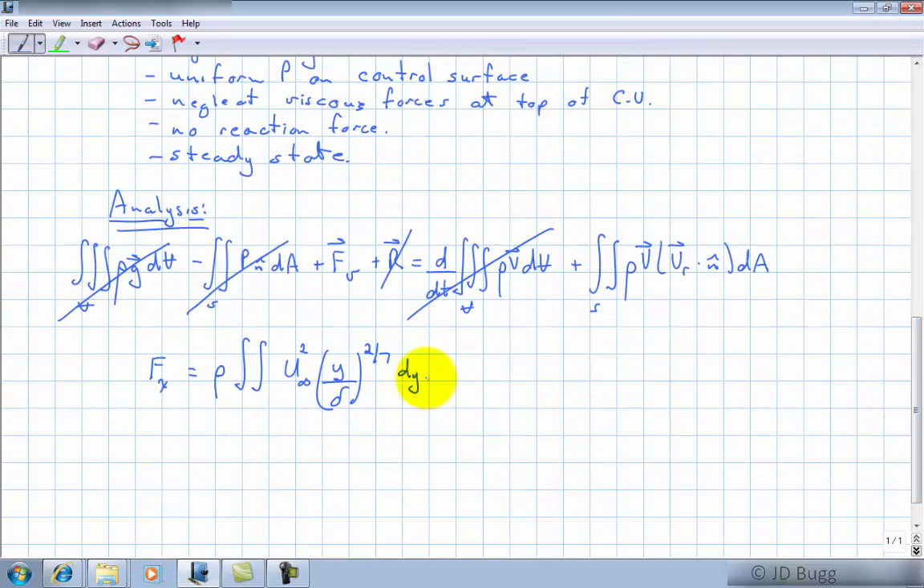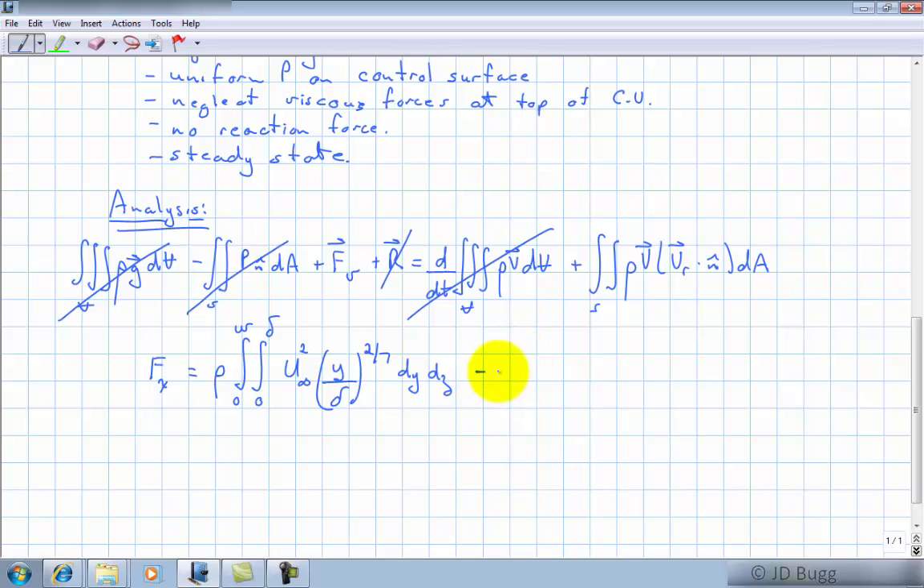So dy dz. Limits of integration on y are going to be 0 to delta. Limits of integration on z will be 0 to w, the width of the plate. So that's the exit. And we have to integrate because this velocity is a function of y. Now we don't want to forget the inlet, but it's a uniform inlet.